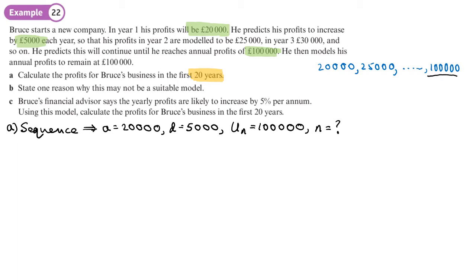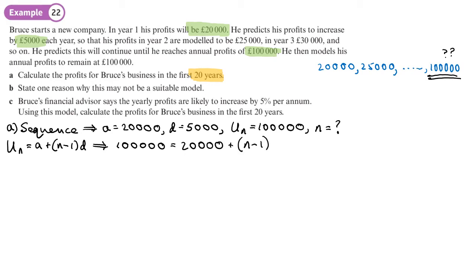How many years does it take before he gets to this value? Because after that it's going to stop increasing, and what we don't want to do is keep increasing his profits by 5,000 and get an incorrect answer. So we'll use the formula for the nth term rule. So un equals a plus n minus 1 d. If we substitute the values in, we will have 100,000 equals a, 20,000, plus n, that's what we're trying to work out, minus 1 times d, which is 5,000.